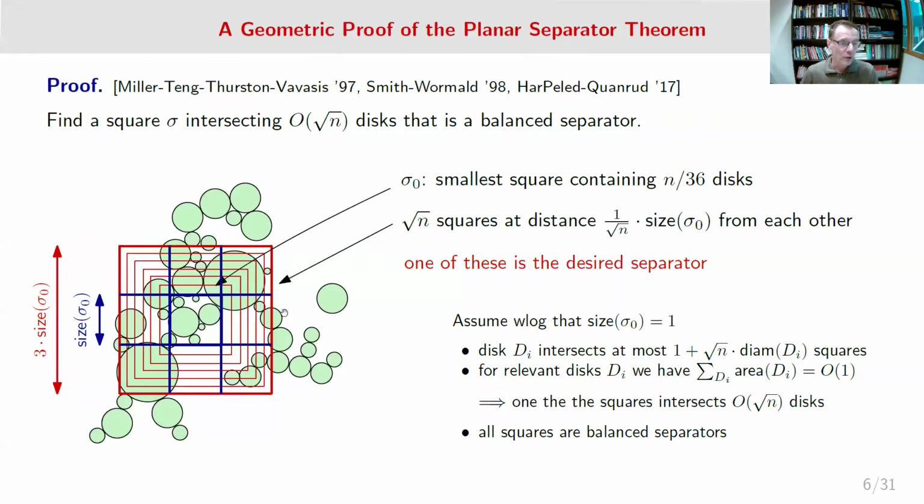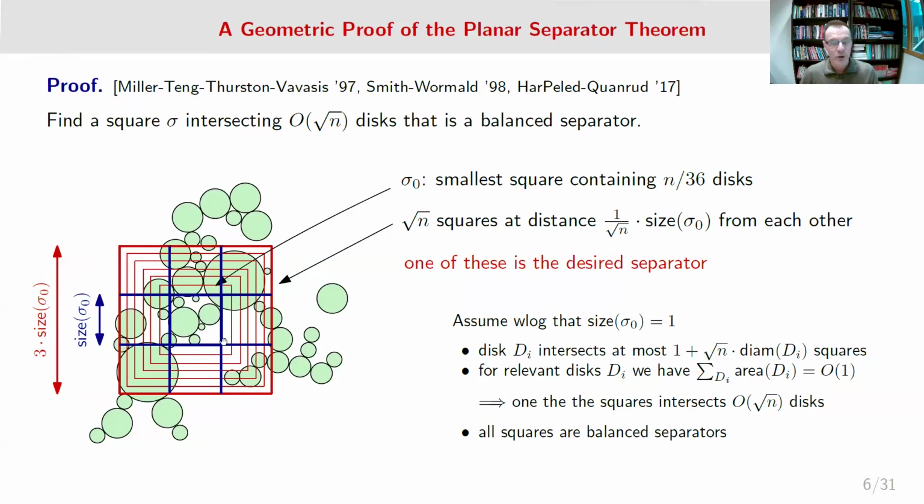That one I can partition into 9 squares of the same size as this inner one. And now I'm going to lie a little bit. Because this is the smallest square containing n over 36 disks, each of these other squares cannot have more than n over 36 disks. So each of these has only n over 36 disks. In total, that's 9 over 36. So also inside, you don't have too many disks.